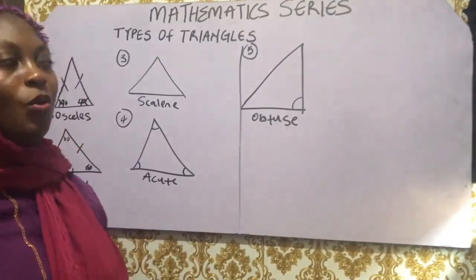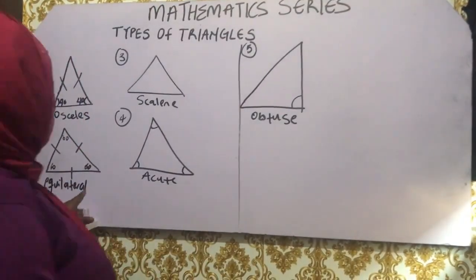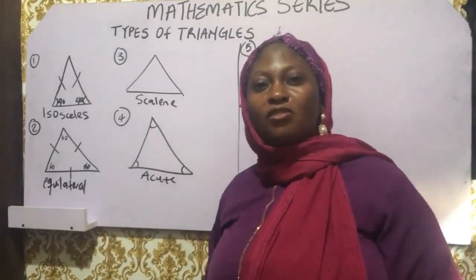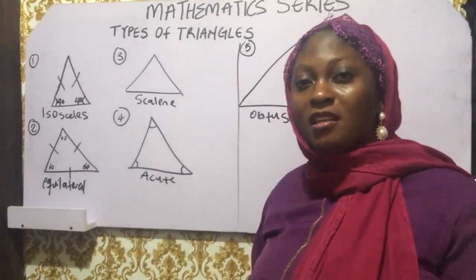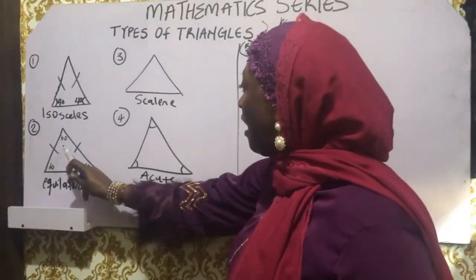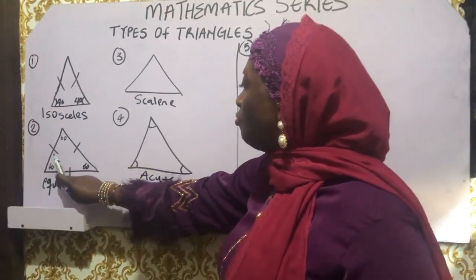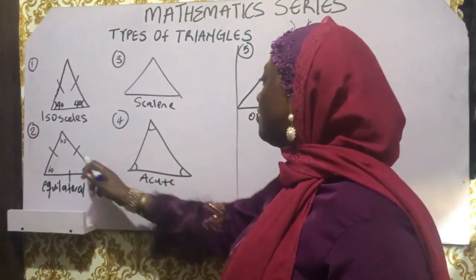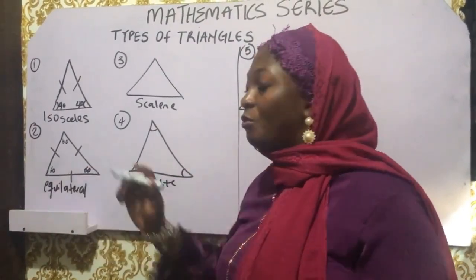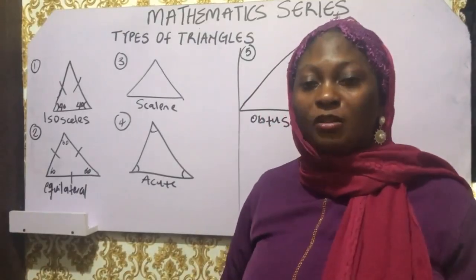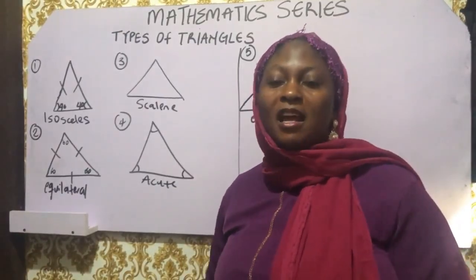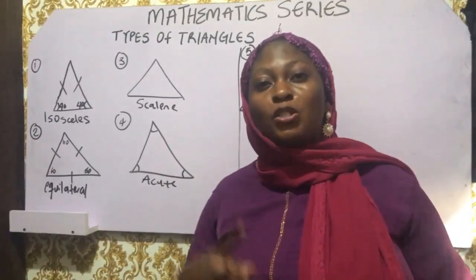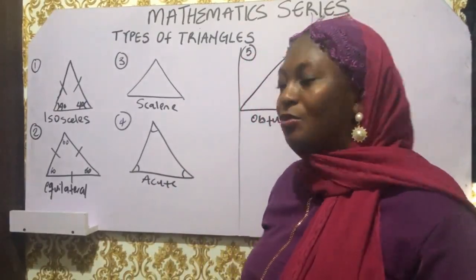Two sides are equal. In the second triangle, we have a triangle known as equilateral triangle. An equilateral triangle is a triangle that has three sides equal. If this side is 4, this will be 4, this will be 4. And it also has three angles equal. If this is 60, this is going to be 60, and this is going to be 60. So an equilateral triangle is a triangle with three equal sides and three equal angles, while an isosceles triangle is a triangle with two equal sides and two equal angles.